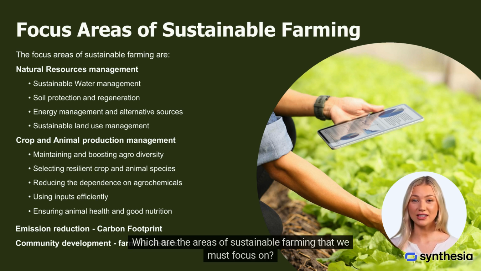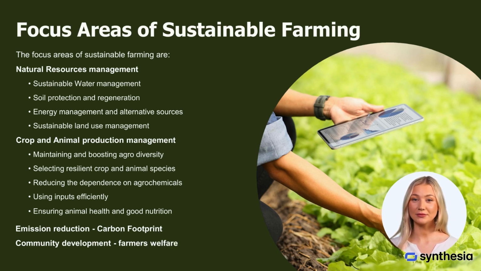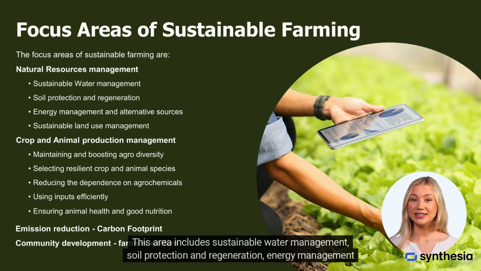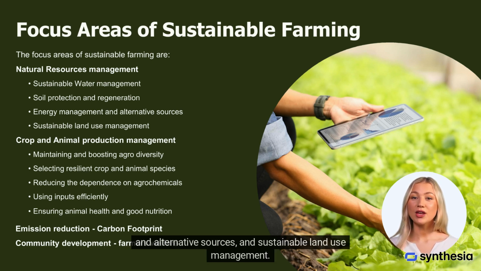Which are the areas of sustainable farming that we must focus on? There are 4 main focus areas of sustainable farming. The first one is natural resources management. This area includes sustainable water management, soil protection and regeneration, energy management and alternative sources, and sustainable land use management.